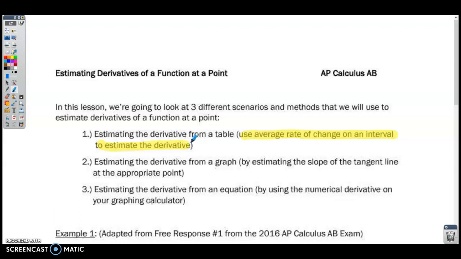There are a handful of things you're allowed to do on your calculator on your AP exam without showing any work. Finding the derivative at a point on your graphing calculator when given an equation is one of those things. So that's going to be a very important piece of the puzzle for when your AP exam rolls around.